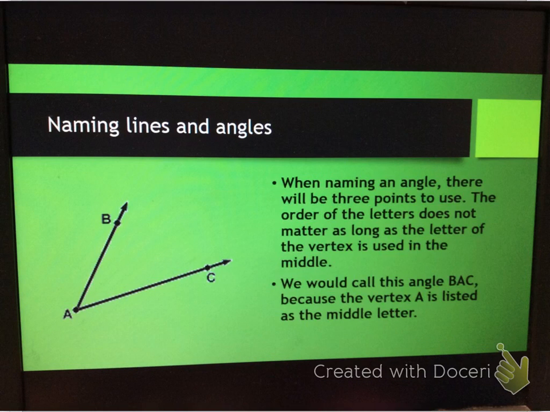Naming angles. When naming an angle, there will be 3 different points to use. The order of the points does not matter as long as the letter of the vertex is used in the middle. We would call this angle BAC or CAB because the letter A signifies the vertex.